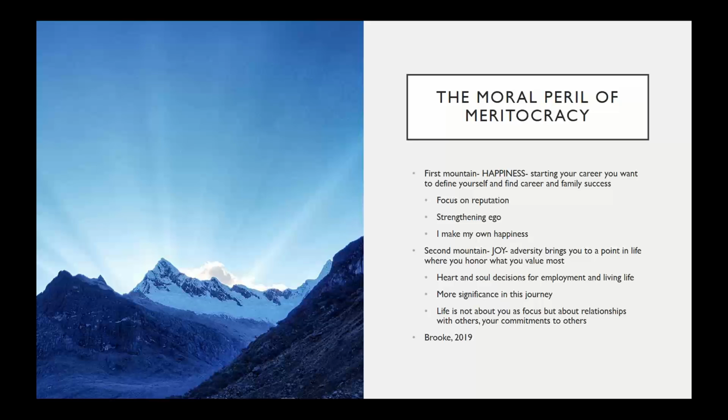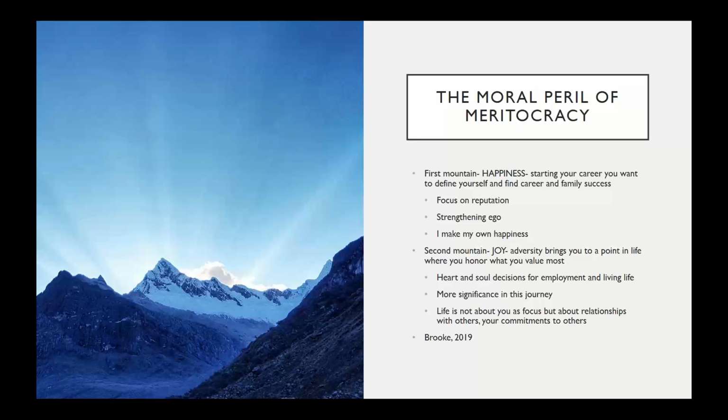It has nothing to do with Harmonious Passion, but I wanted to include it because I thought it was fascinating. Brooks was talking about when we start off in our careers, we really have this first mountain to climb, which is trying to find happiness in the career, trying to define ourselves in the career, and also balancing the family and other concerns that we have. But in our career, we're focused on our reputation. We're doing things for ego strengthening, and it becomes tiring, because it's sort of that obsessively passionate approach. The second mountain is joy.